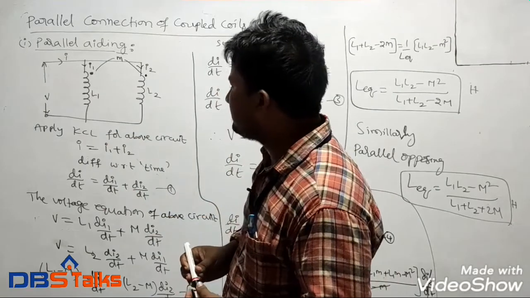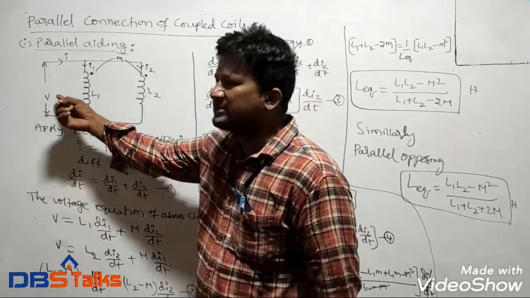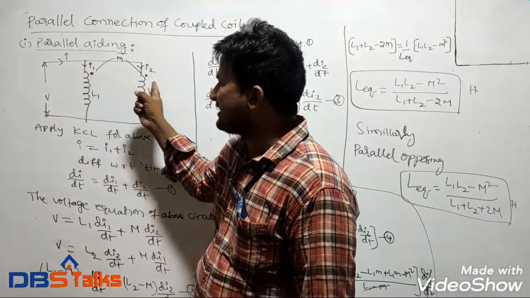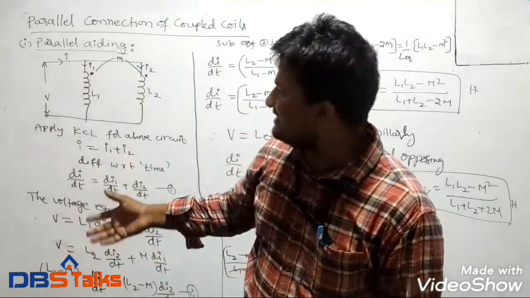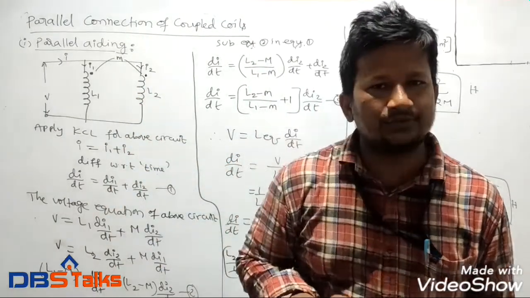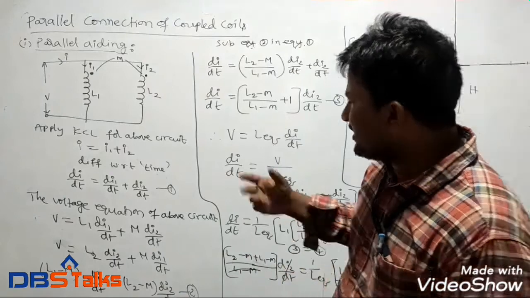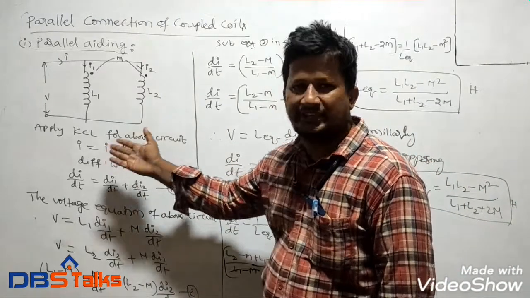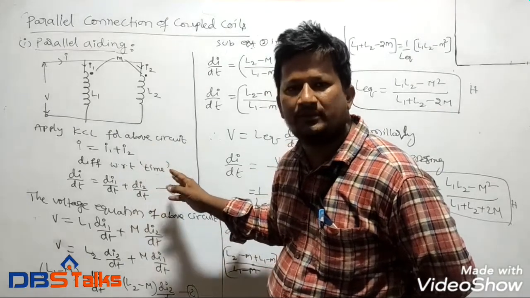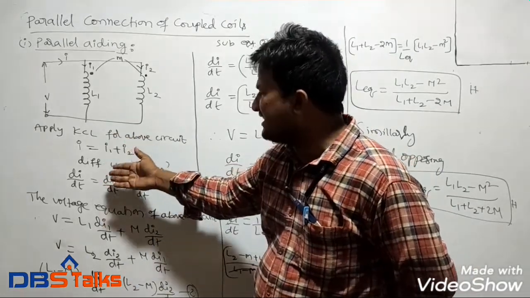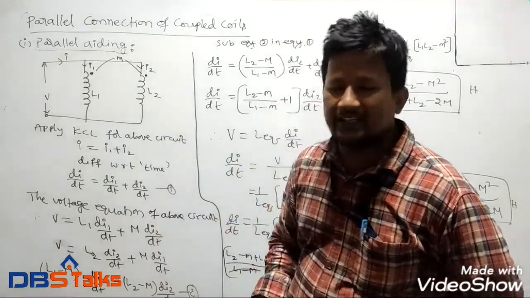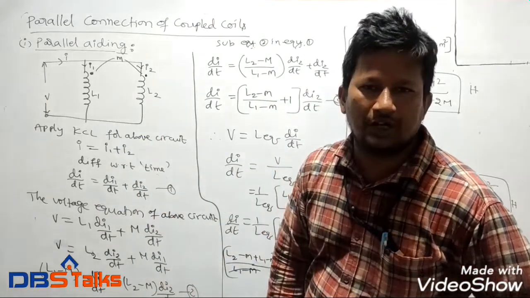Let us consider. In a parallel circuit the voltage must be the same but the current will be different. So total current I is equal to I1 plus I2. This is nothing but applying KCL for the parallel aiding circuit. Now differentiating with respect to time on both sides, dI by dt is equal to dI1 by dt plus dI2 by dt. That is taken as equation 1.